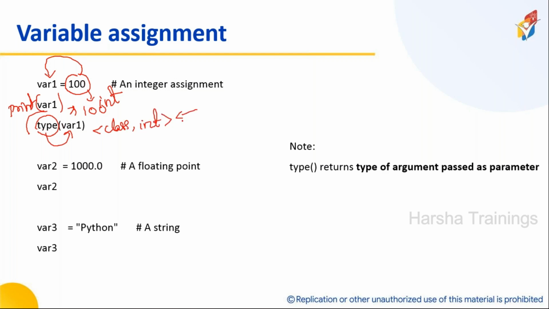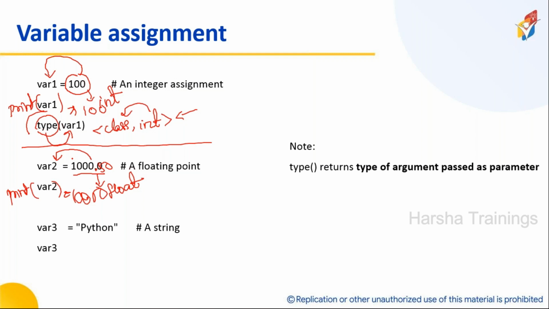I already told you, everything in Python is an object. So an integer is also an object. Now 1000.50, any real number, is called a float. I'm storing it in variable2. If I want to print this, I will use print of variable2. It is going to print 1000.50. If I want to know the data type, I will use type of variable2. It is going to give class, float.